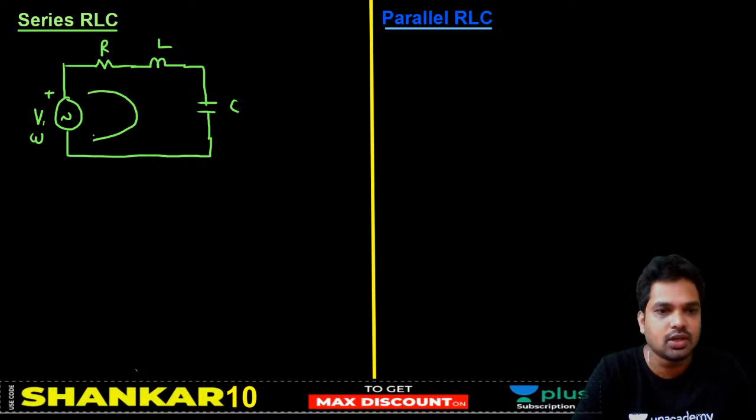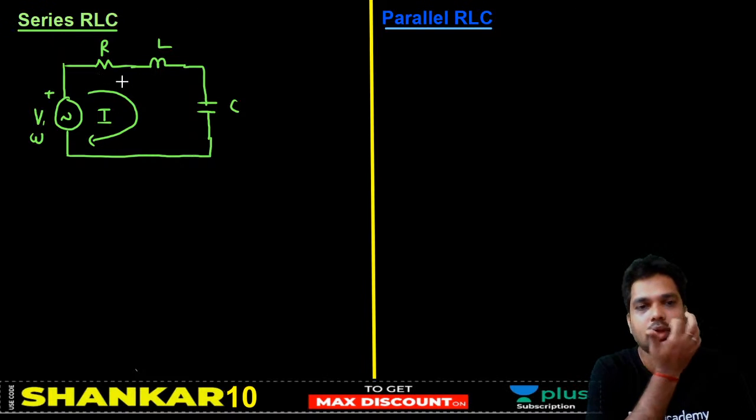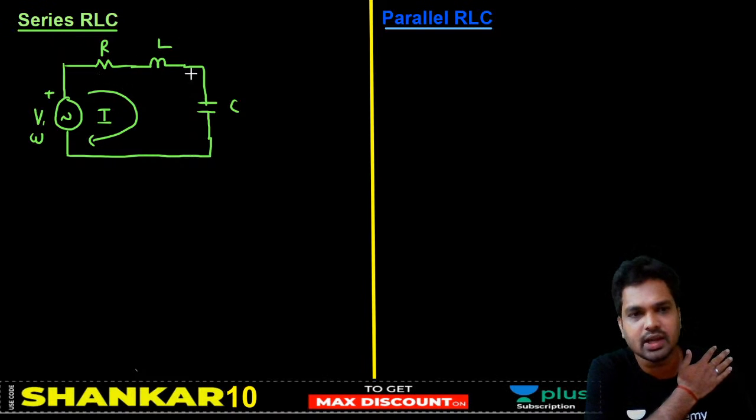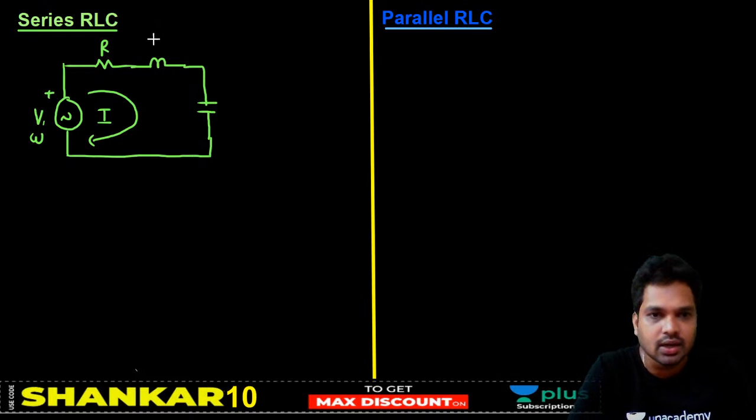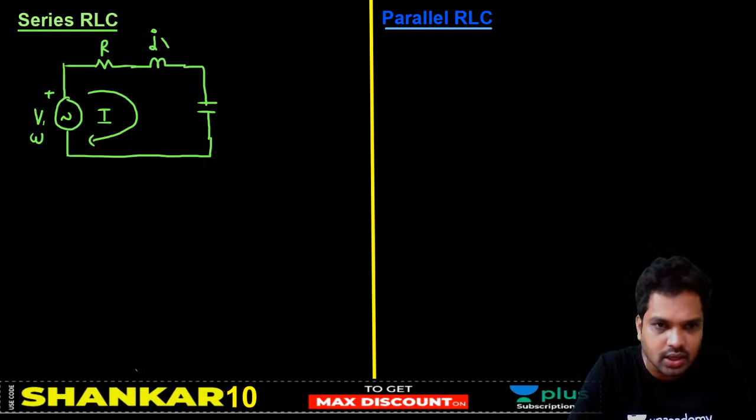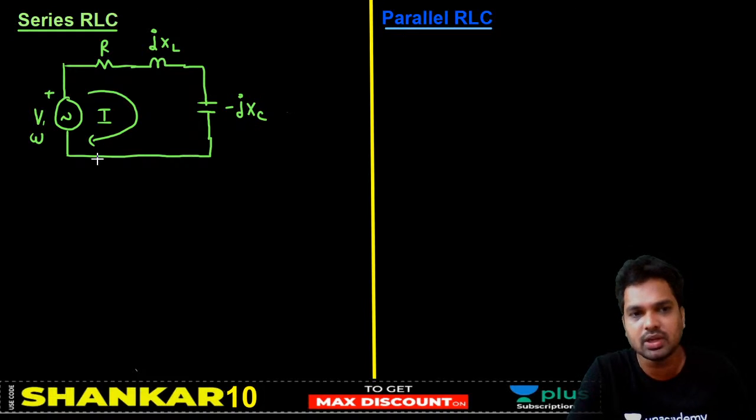So this will give you the current I. Okay, so you can replace the inductor with j omega L and the capacitor with 1 by j omega C in the phasor domain if you want. So I am replacing the inductor with jXL and the capacitor with minus jXC, where XC is 1 by omega C.